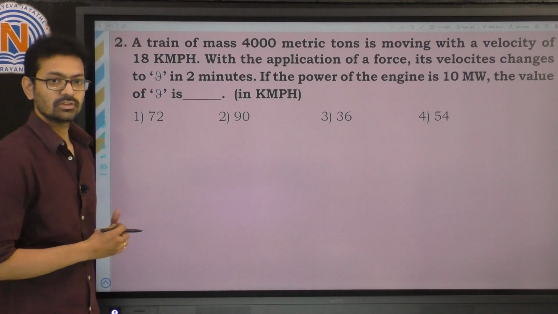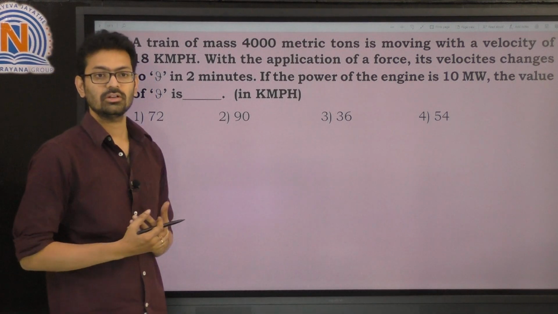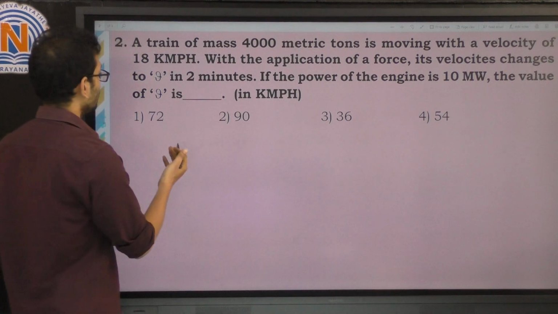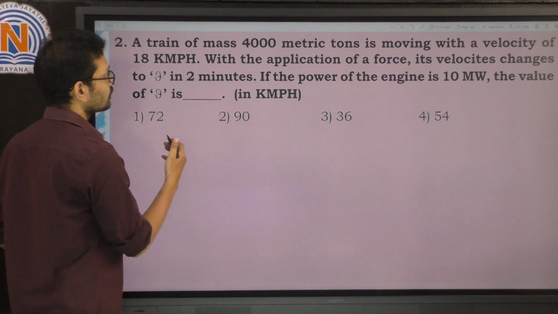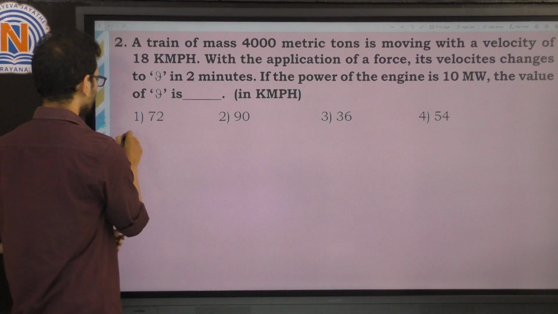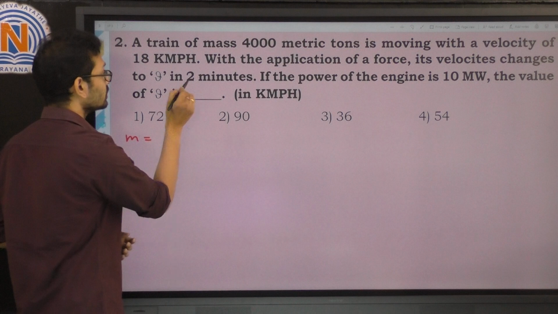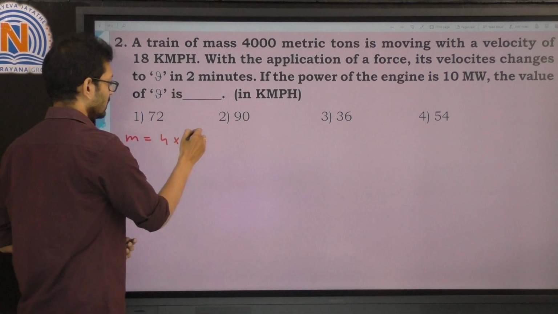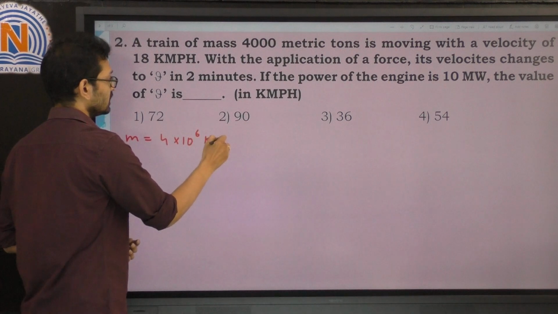When you want it in kilometer per hour, first of all, basically a train of mass 400 metric tons. So mass 400 metric tons can be written as 4 into 10 power 5 kg. You convert it into SI unit.